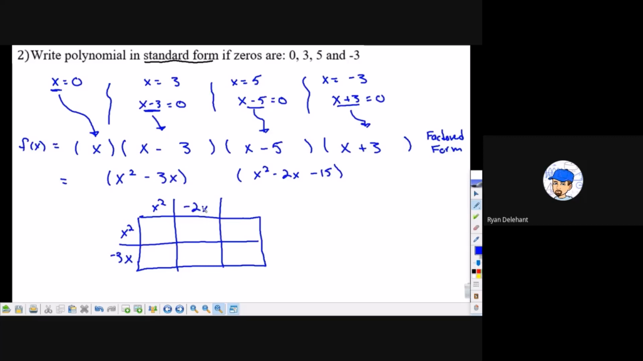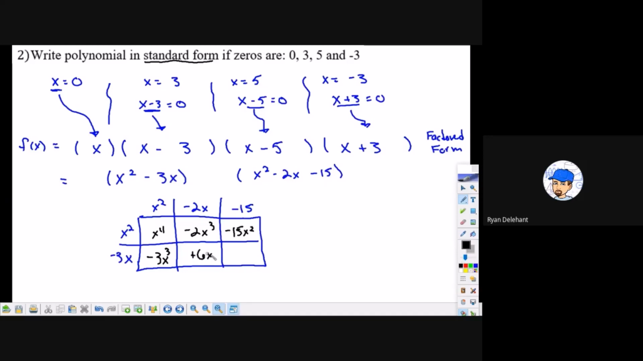x squared minus 2x minus 15. So let's see. Let's change colors. Fill in the inside. We get x to the 4th minus 2x to the 3rd minus 15x squared, minus 3x to the 3rd, plus 6x squared, and this is 45x.